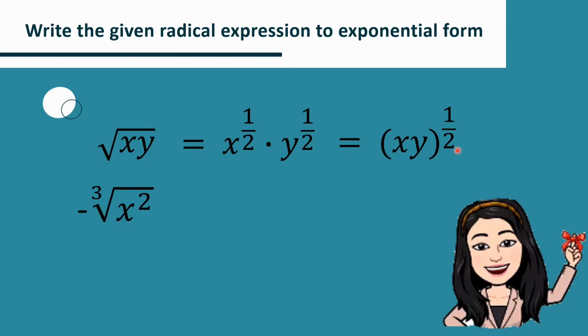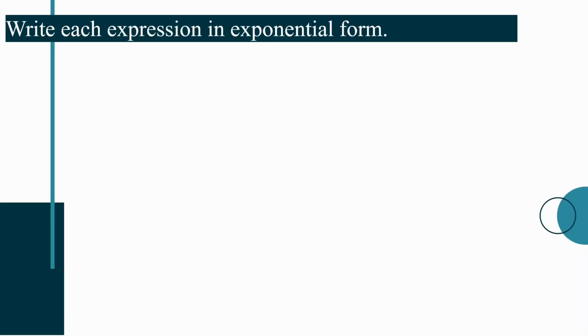Next. How about if ang given natin ay negative cube root of x squared? So, let us just copy. Since ang negative ay nasa labas naman ng ating radical symbol or radical expression, we just need to copy negative. And then, copy the radicand, x as base, and then yung 3 ang ating denominator, and then exponent natin is the numerator. So, we have negative x raised to the power of 2 over 3. Madali lamang, di ba?